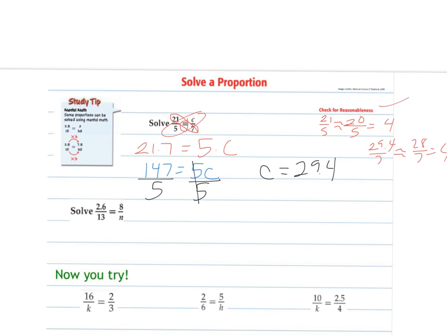Another one, and then you can try on your own. So we're going to do our cross products, remember, is equal to 13 times 8. So I get 2.6 times n is equal to 13 times 8. Remember, if you struggle with these, you can do 8 times 10 and then 8 times 3 and add them together. We get 104. To undo and get n alone, we're going to divide by what's attached. So we get n is equal to 40.